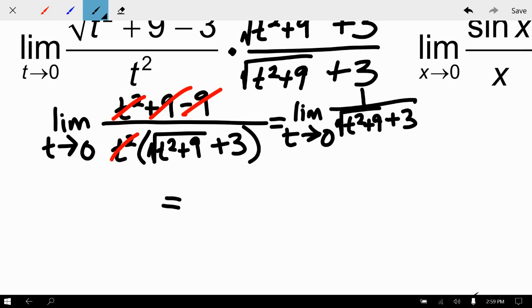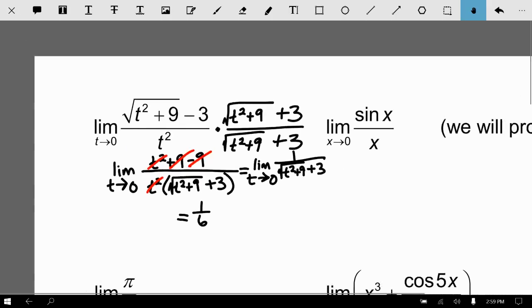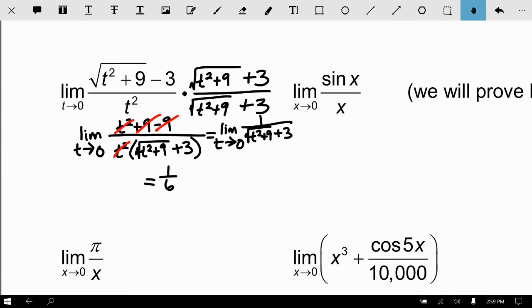And when I directly substitute into this, I'm going to get 1 over the square root of 9 plus 3. That's 1 over 3 plus 3, or 1 over 6. Okay, so not really anything that's too difficult, but it's sort of a special case. Like I said, when you see these square roots, a lot of times you're going to want to be thinking about multiplying by the conjugate.